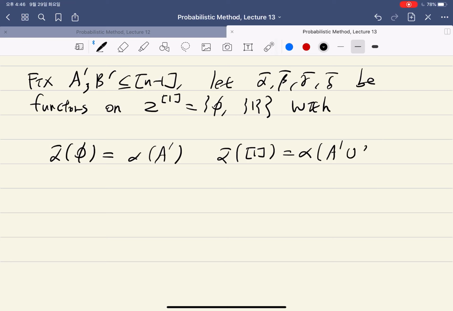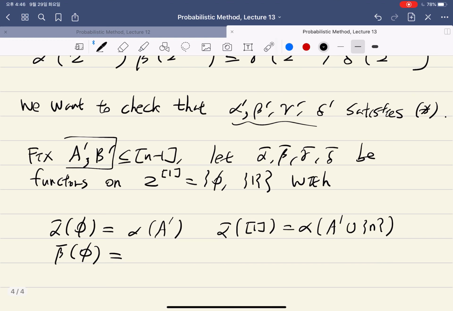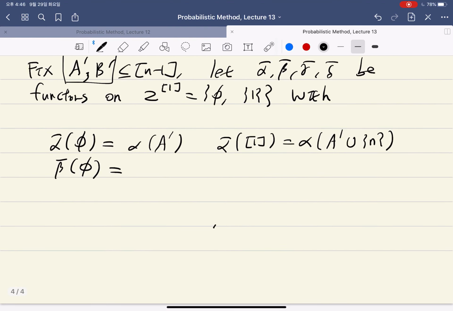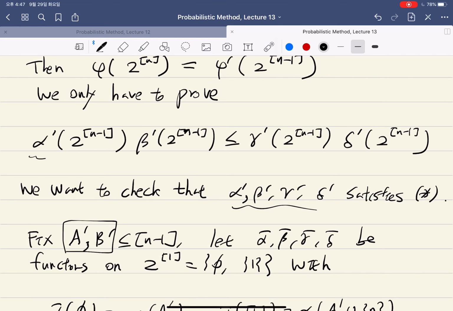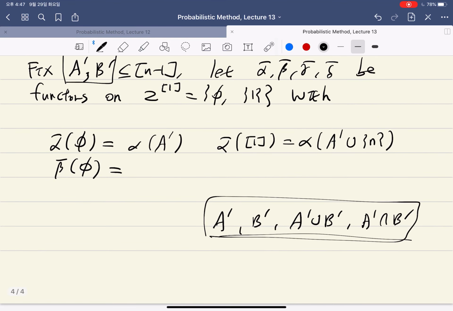Let's write it this way. For each, now for this we have the sets A prime, B prime, A prime union B prime, and A prime intersection B prime. We have these four sets, and for these four sets we want to check that alpha prime and beta prime satisfy the relationship that we want. That's what we want to check.